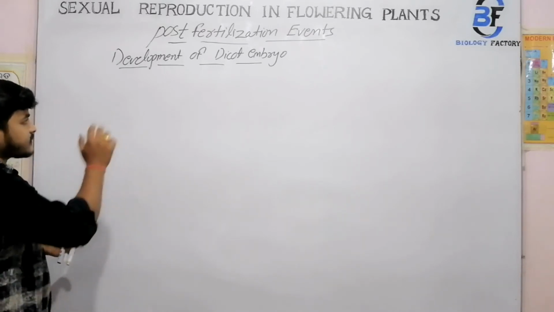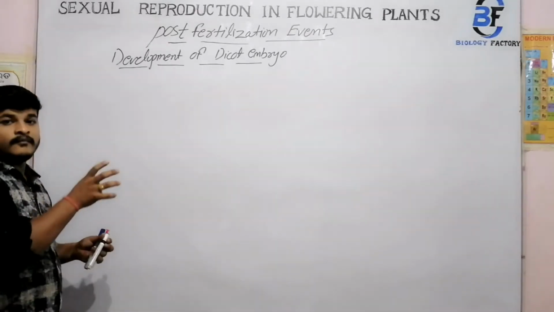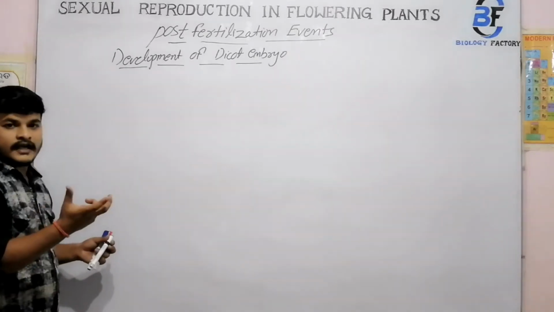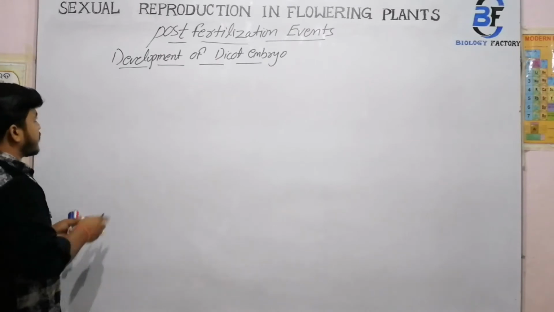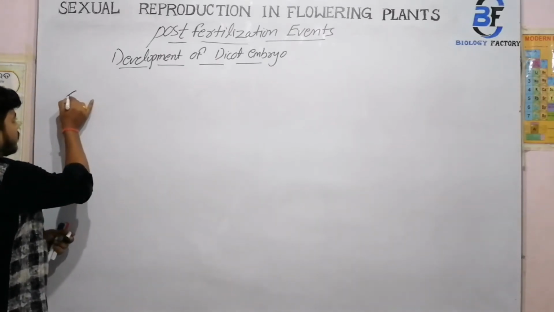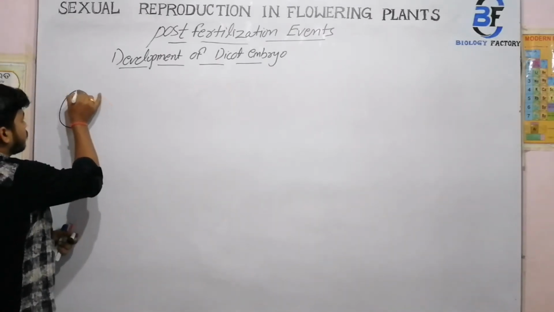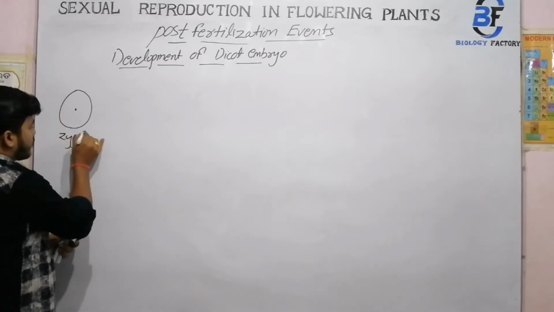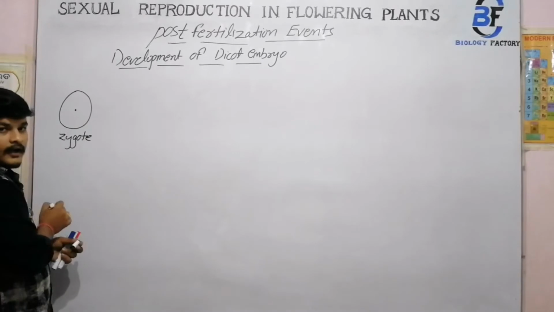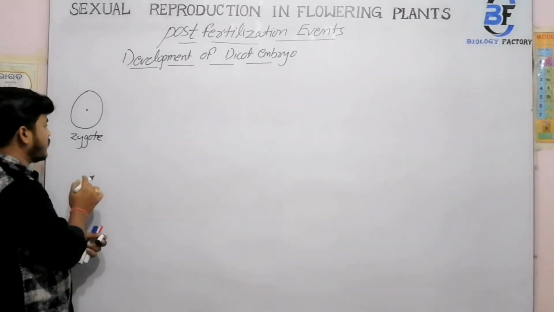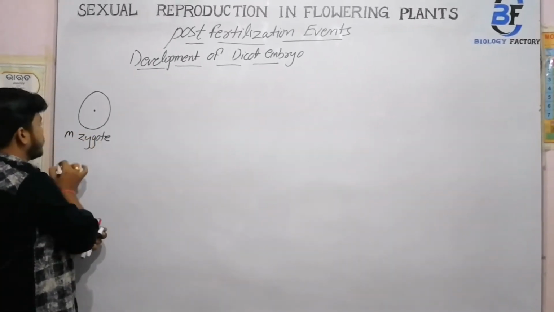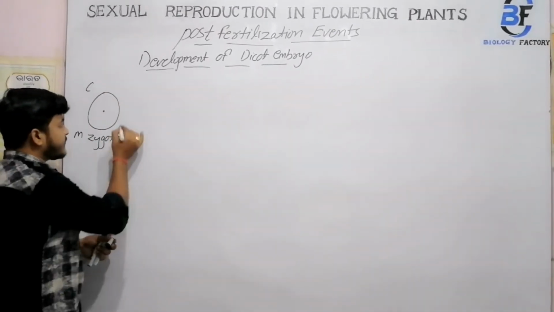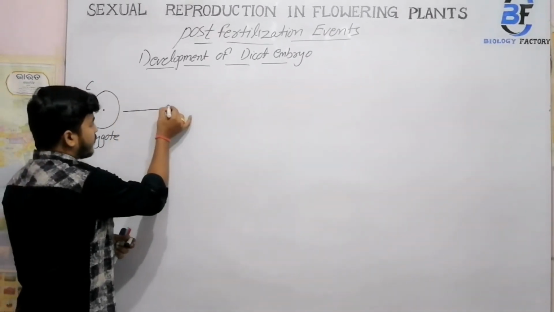So the embryo is formed from the zygote. Our ultimate starting point is the zygote, so first we start with the zygote. So here is your zygote, and here is the micropylar end, and the other one is the chalazal end.